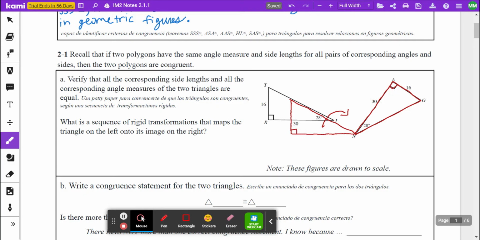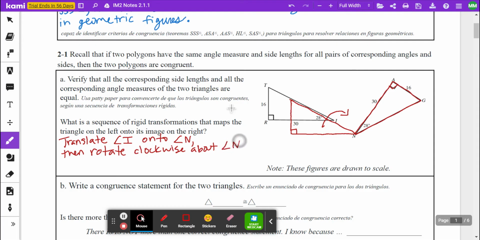All right, let's define that sequence of rigid transformations. The first step was to translate angle I onto angle N, then rotate clockwise about angle N until angle R and angle A match up.